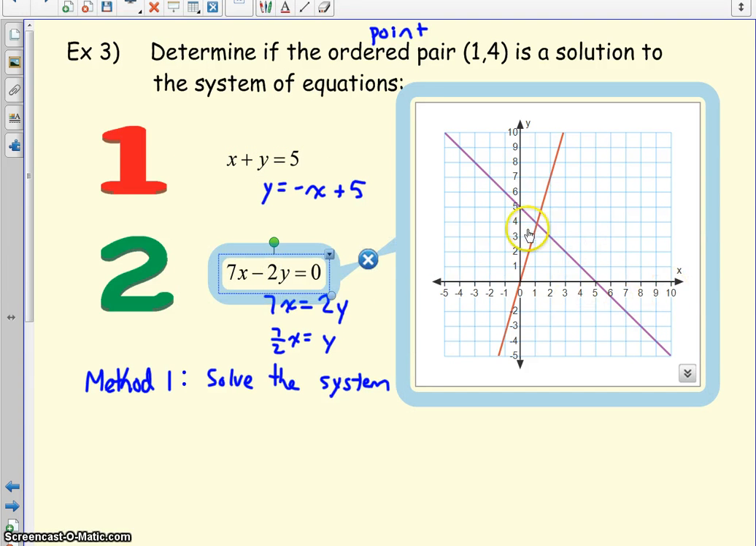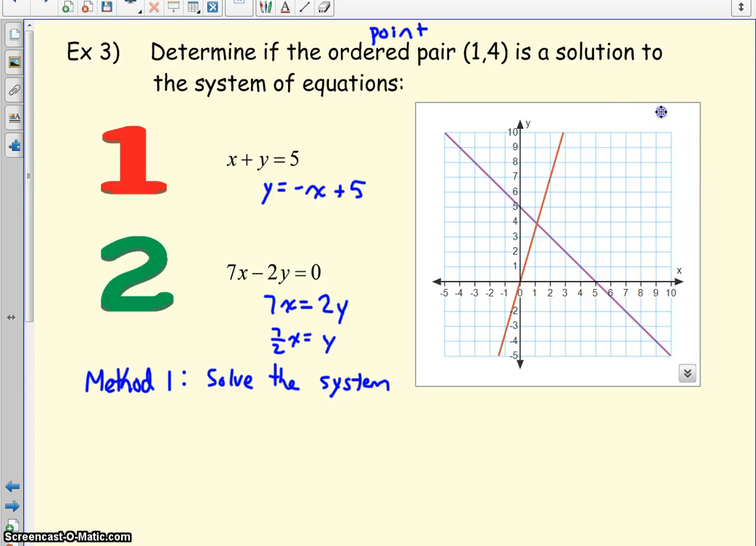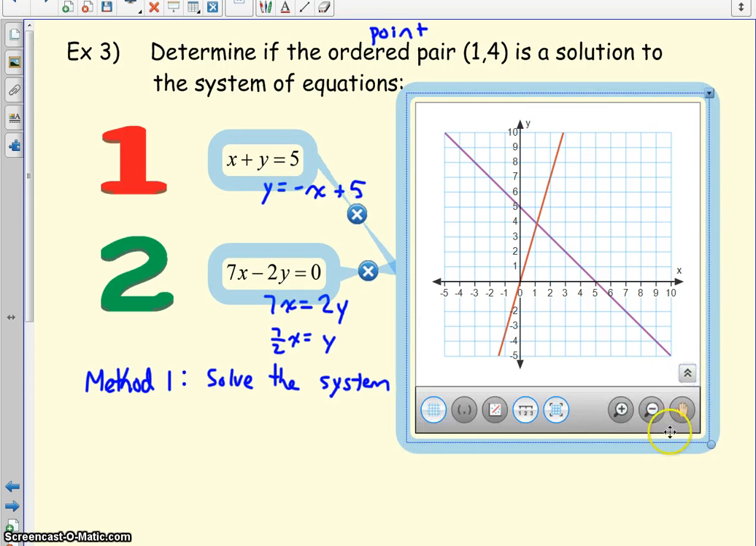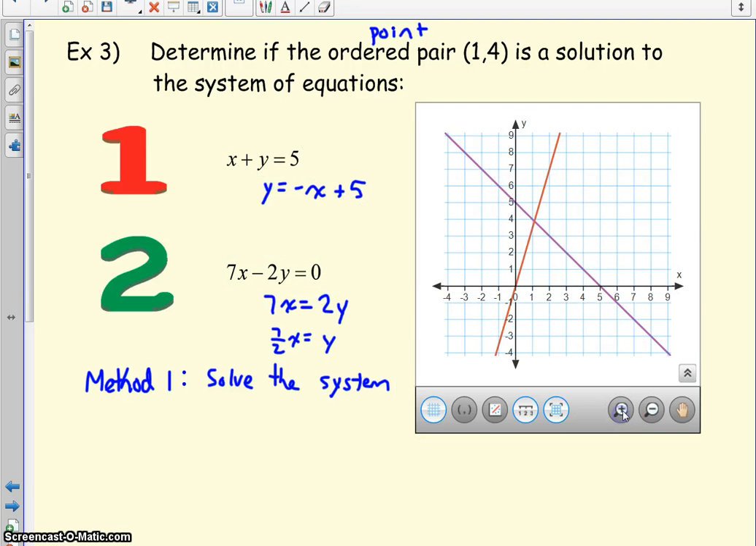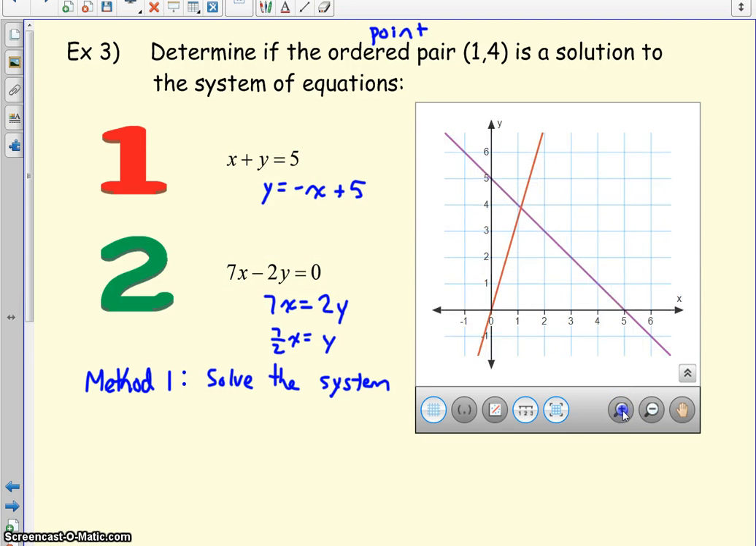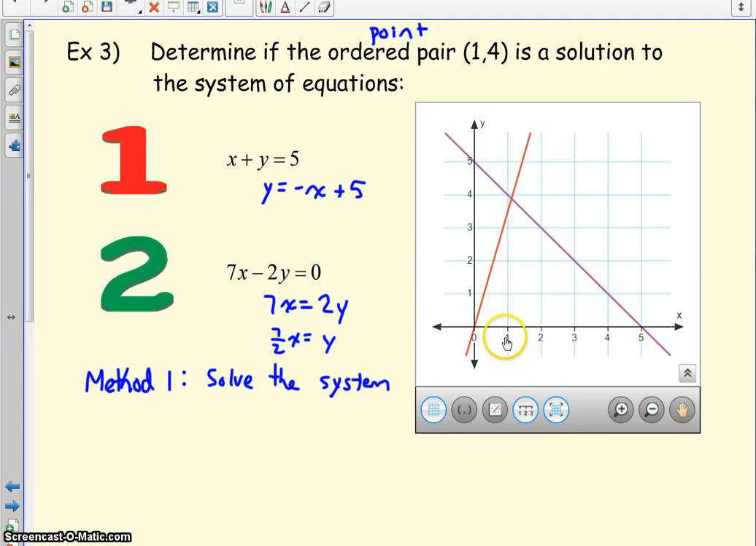And is (1,4) a solution? Looks like it's pretty close, but what's going to happen if we zoom in here? So I'm going to zoom in here on the graph. Okay, and you can see that the point (1,4) is actually over there. It's not the actual solution. The point of intersection occurs a little bit away from that. So from that picture, we can sort of see, hey, this point (1,4) is not a solution to the system. But that takes a while. We had to graph each one.